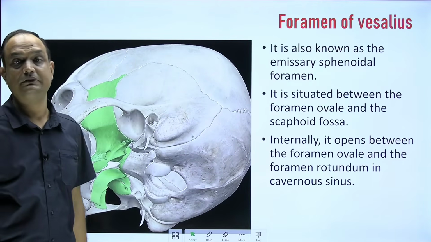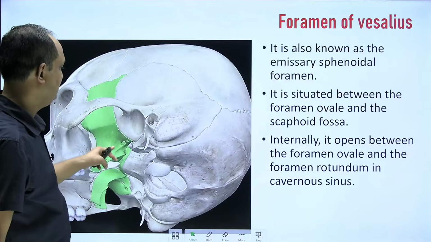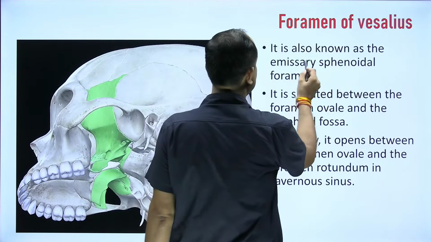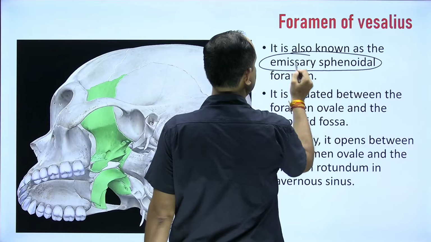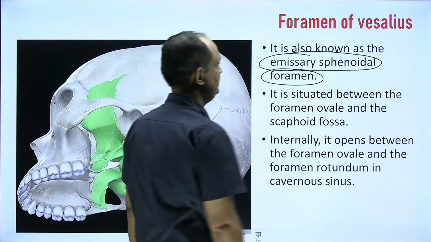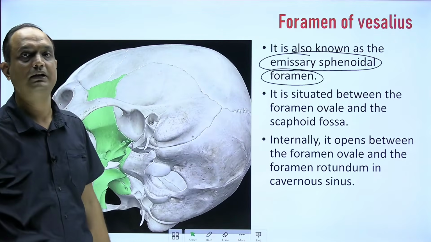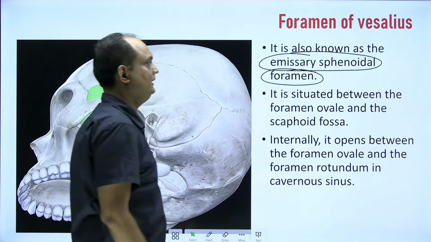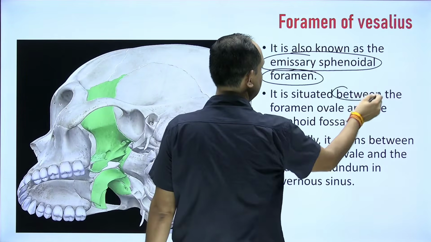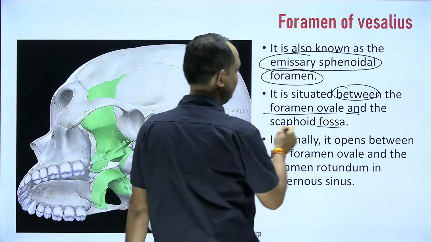Then you will have foramen basalis. Now foramen basalis is also known as the foramen for the emissary vein. So it is known as emissary sphenoidal foramen or sphenoidal emissary foramen. This foramen, if present, is situated between the foramen ovale and scaphoid fossa.